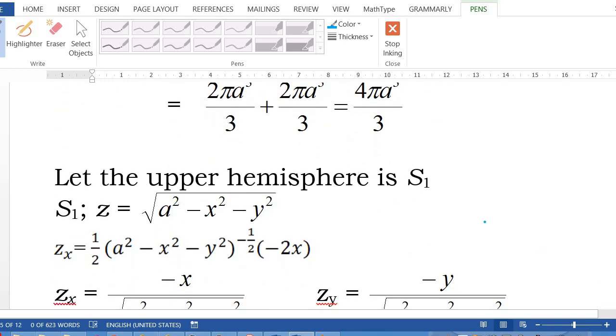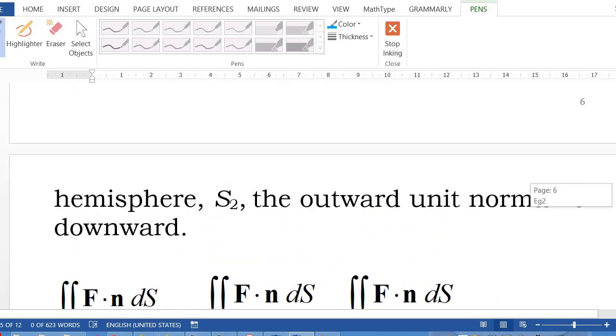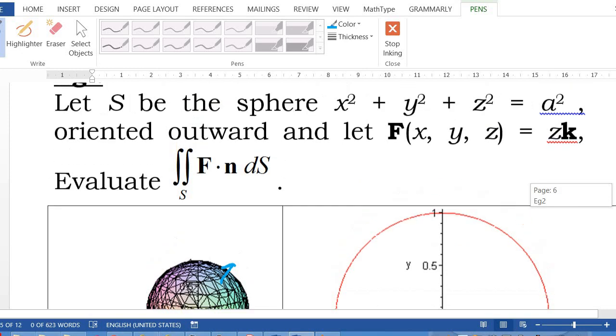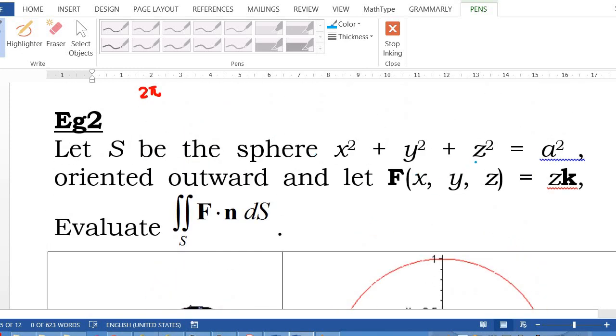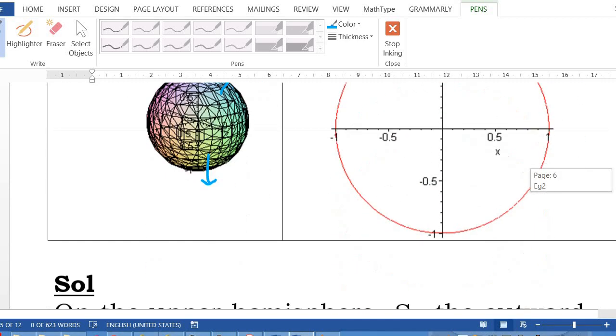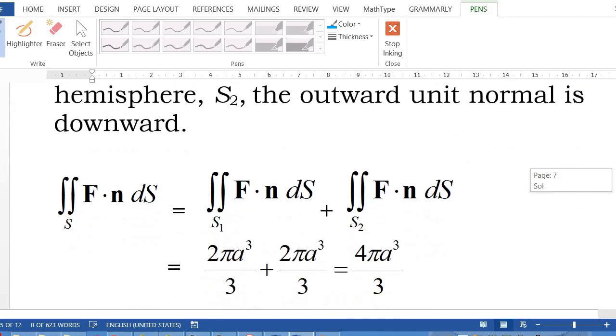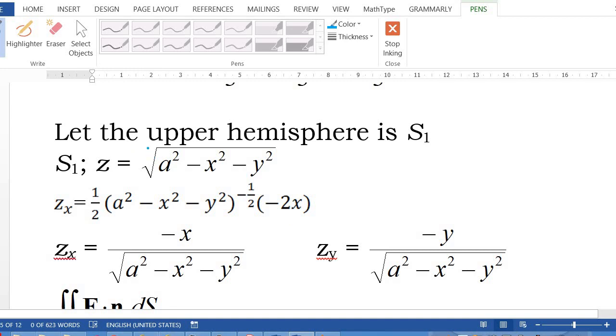Let the upper hemisphere be S1. So S1, from the sphere equation x squared plus y squared plus z squared, if you make z the subject, you have z equals positive or negative square root of a squared minus x squared minus y squared. So for the upper hemisphere, z is positive. For the lower hemisphere, z is negative.